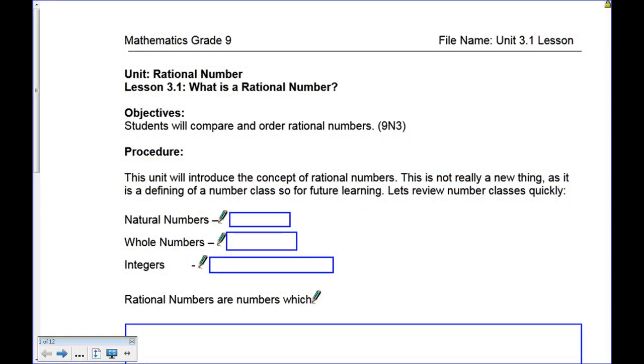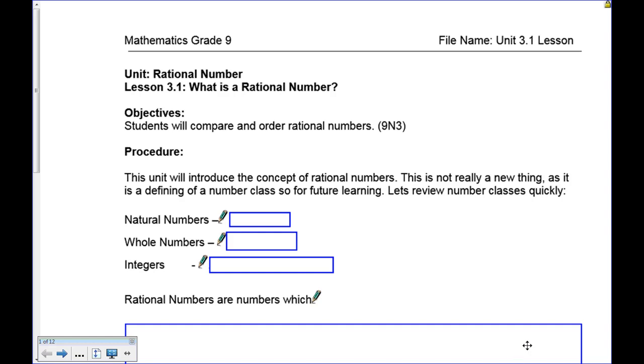Welcome to Chapter 3. This is 3.1, What is a rational number? By the end of this lesson, you should be able to identify what a rational number is, give me a definition, give me several examples both in fraction and decimal form, as well as be able to put them in order from least to greatest or greatest to least. So that's our goal. So in this lesson, we're going to talk about the rational numbers. Let's start at the beginning.